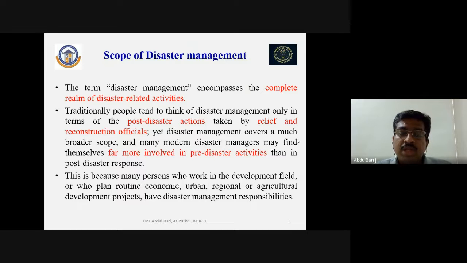This is because many persons who work in the development field, or who plan routine economic, urban, regional or agricultural development projects, have disaster management responsibilities. So each and every person working in these fields has disaster management responsibility. Before the post-disaster activities, many people will be involved in the pre-disaster activities.